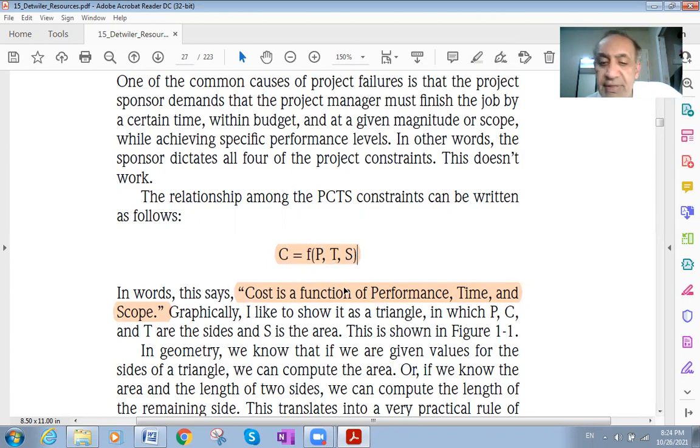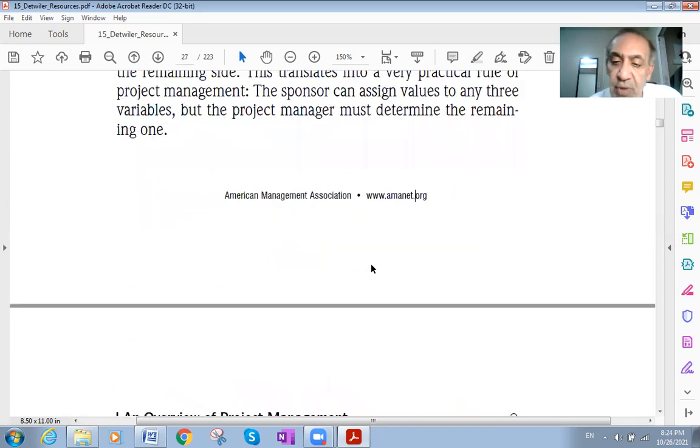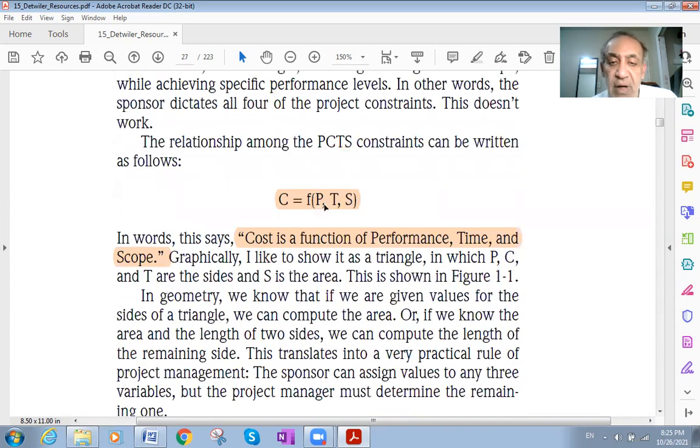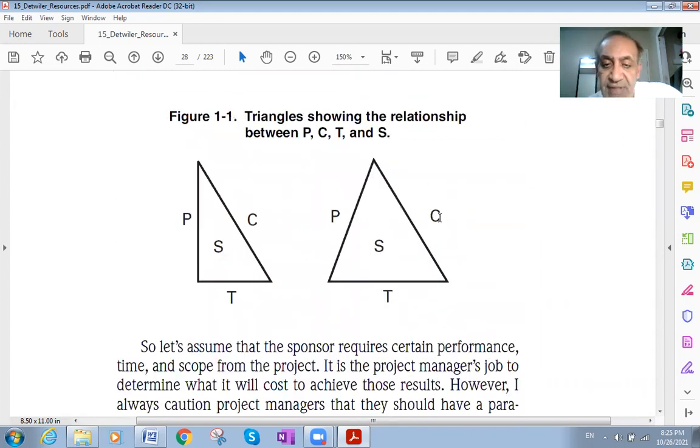So what do we mean by this? That the cost of a project is a function of the performance, time, and scope. That's what we call the triangle: performance, time, and scope. Scope means the aim or the target on which we work. Also, you can see that all of them are interdependent, the P, T, S and C.